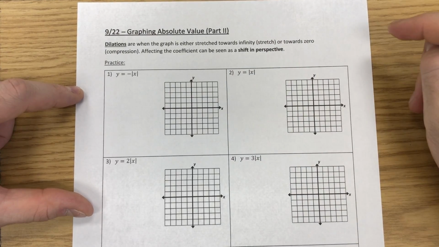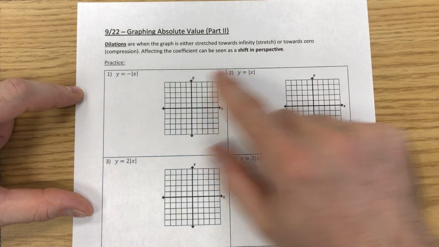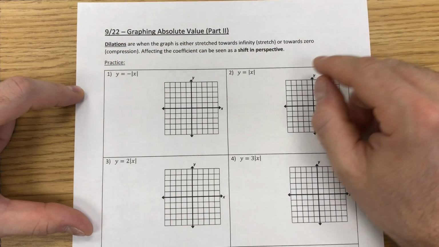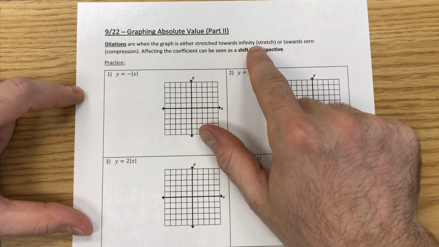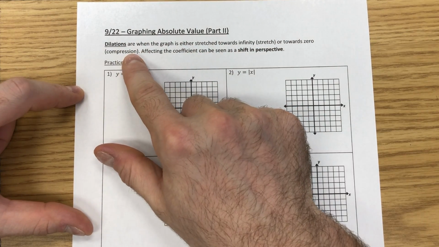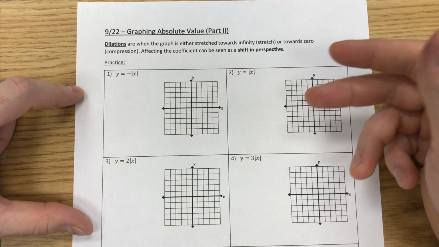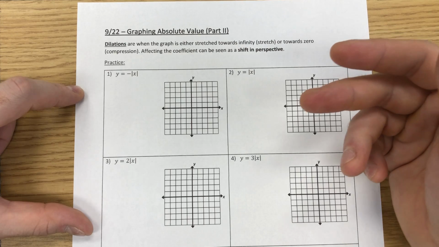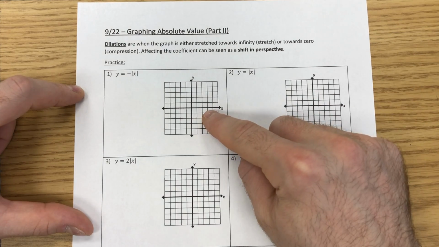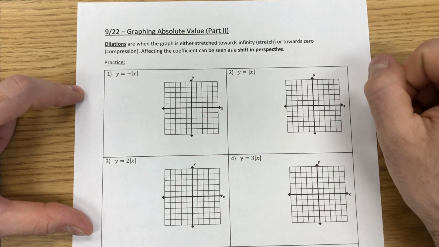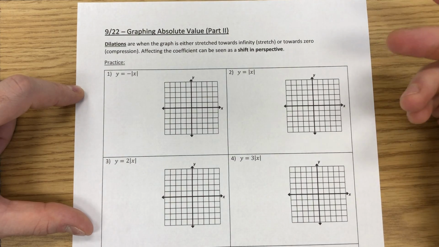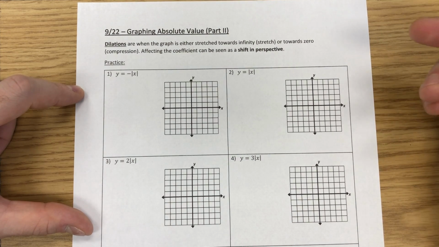Okay, so today we're going to be graphing absolute value again, except this time we're going to be doing something called a dilation. This is where we either stretch it towards infinity or we stretch it towards zero, which is going to be called a compression. And now, this is one of the topics that we're going to get into: we're not really sure whether or not we're stretching the graph or if we're just stretching our perspective. We're going to be unable to tell the difference from this point and in many future lessons.